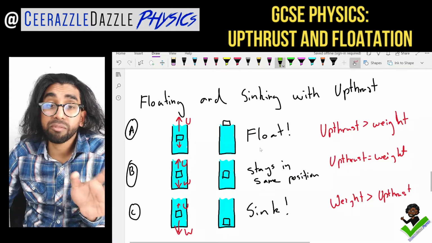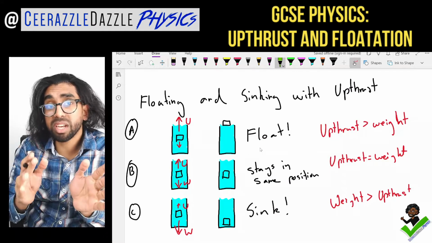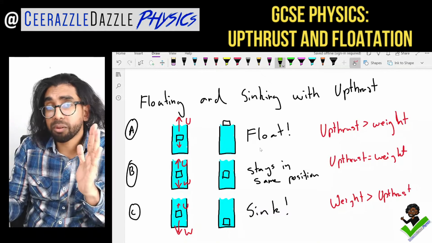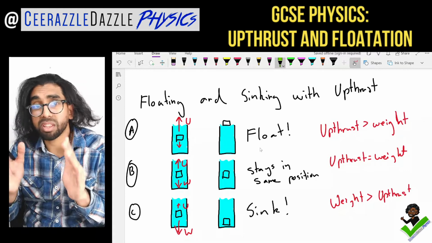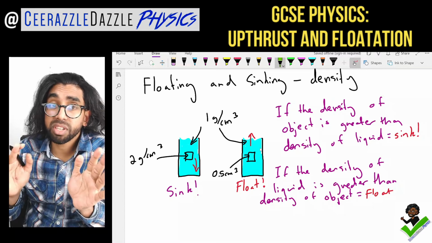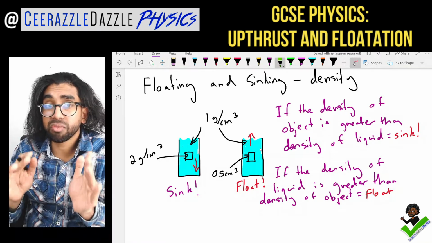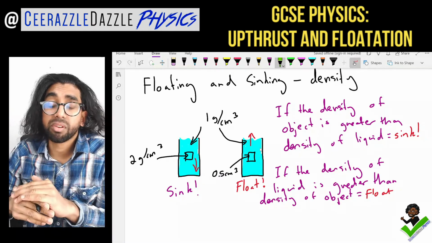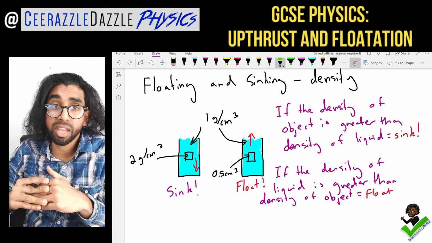And then we talked about floating and sinking with upthrust. We said that when the upthrust is greater than the weight, it will float. When the upthrust is equal to the weight, it will remain in the same position. For the weight to be greater than the upthrust, therefore it will sink. Last of all, in terms of density, we know that if the density of the object is greater than the density of the liquid, it will sink. And if the density of the object is less than the density of the liquid, it will therefore float.